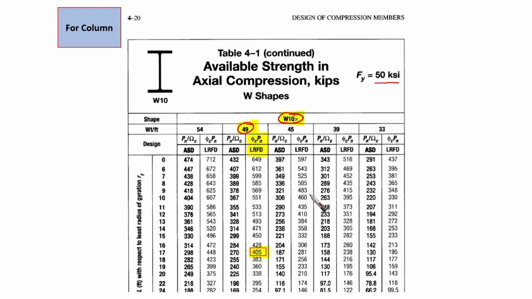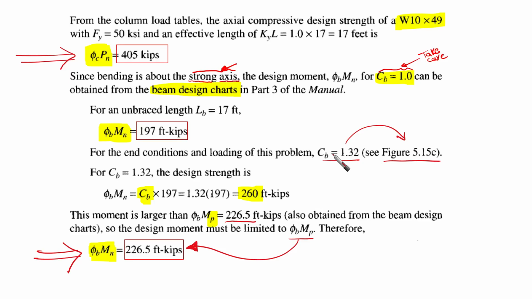Let's go back and deal with this. So C_b equal to 1.32. Now, as we know, this is the available strength for C_b equal to 1. But we have C_b equal to 1.32.